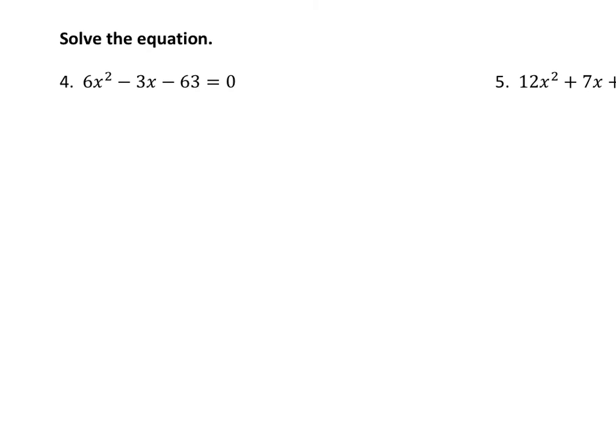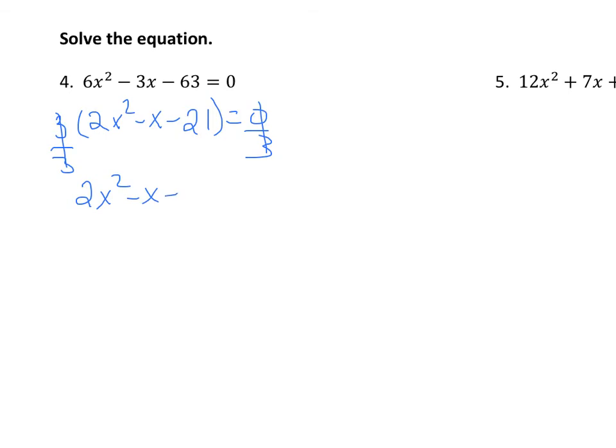It says solve the equation. Well, the only way we can solve the equation is by factoring here. Well, I see one thing. Factor out a 3. So you get 2x squared minus x minus 21 equals 0. And then you can just divide both sides by 3, so that goes away. So now you just have to look at 2x squared minus x minus 21 equals 0.